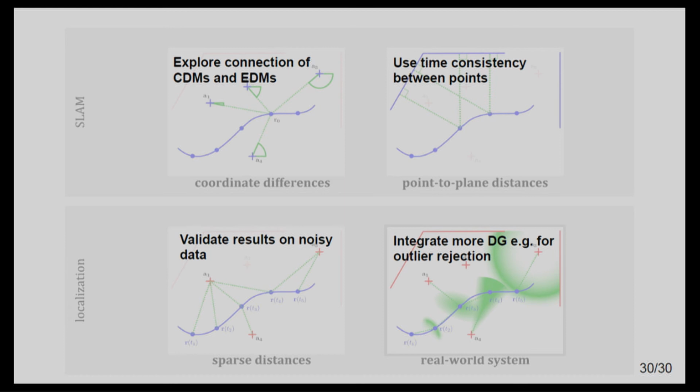And then finally, you might have thought that this real-world system that I showed you has nothing to do with distance geometry, which I agree with. So our idea here is to maybe try to bring in distance geometry more for outlier rejection, for example. If you have many distance measurements, you can find out if one of them doesn't match with the others at all because of the rank of a Gram matrix or something like this. So we're looking into doing stuff like that. So that's it. Thank you.